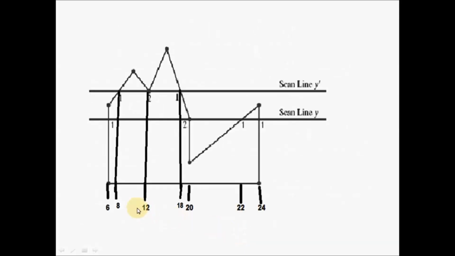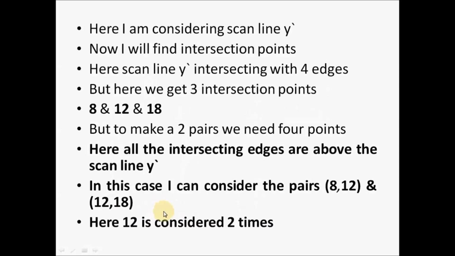Getting, guys? Here how many intersection points did we find? Only 3: 8, 12, 18. But to make a pair, how many points do we need? 4. So that's why I am going to do 8 to 12, one pair. Again I am going to use 12 one more time, 12 to 18. I used 12 two times, so I am making a pair. 12 is repeated here also.